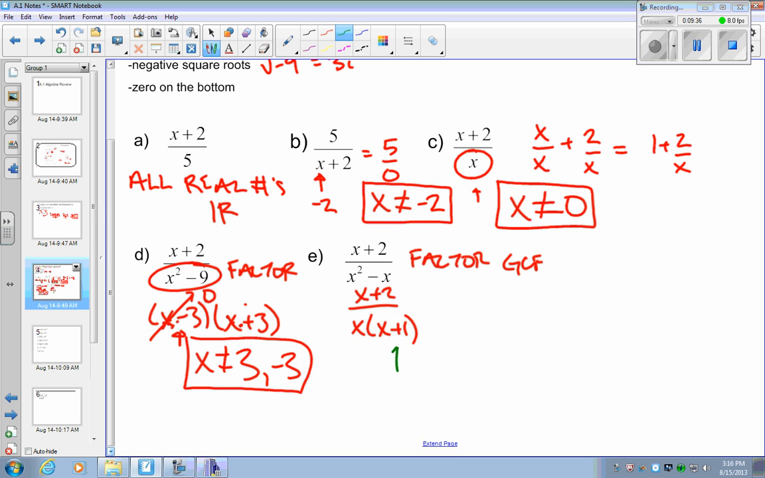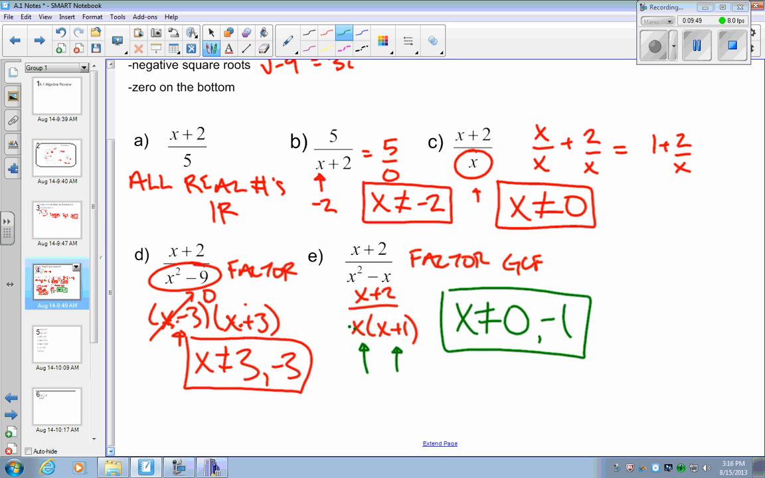Now, either this or this, if that goes to 0, you're in trouble. So x can't be a 0, or it can't be a -1. A 0 turns this to 0. 0 times this blob is 0. -1 turns this to 0. 0 times -1 is 0. Okay, so like I said, we're going to do a lot of domain and range stuff, but there's a quick little recap of those. We'll look at some of those problems tomorrow.